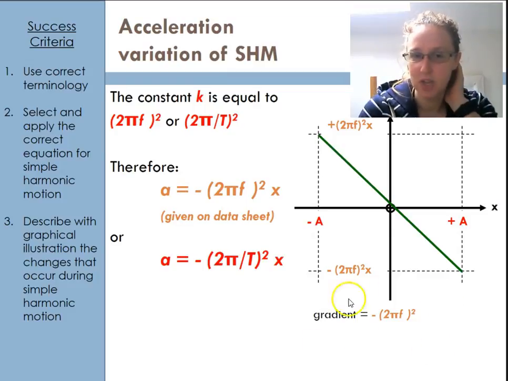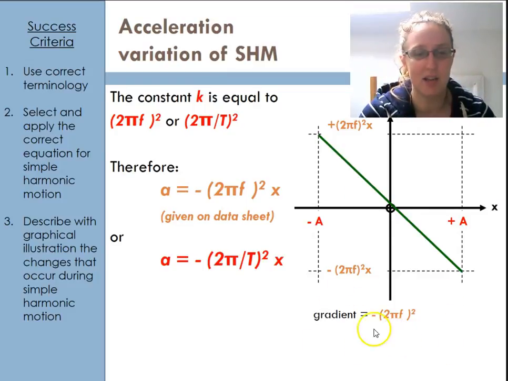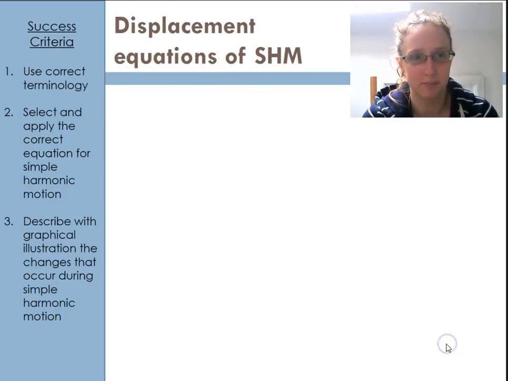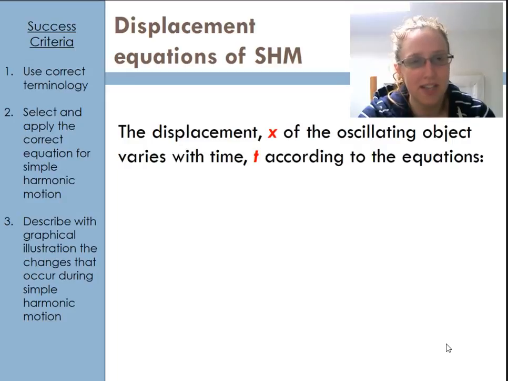Right, so if I then find the gradient of my line, it's going to be equal to minus 2 pi f squared, which should be pretty clear because it's a very simple straight line. Right then, let's have a little think about the displacements. So I've already said that the displacement is going to be x, and we might want to know where the object is displaced to at time t.